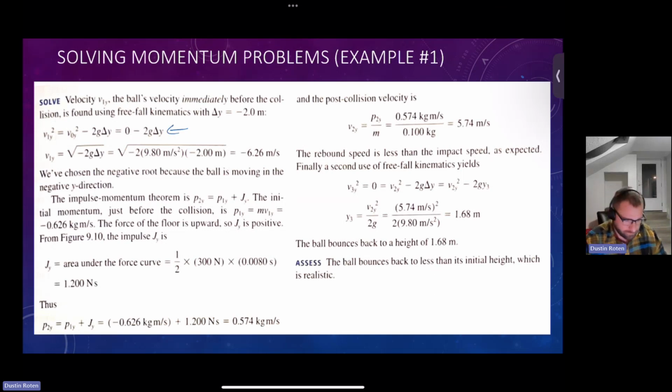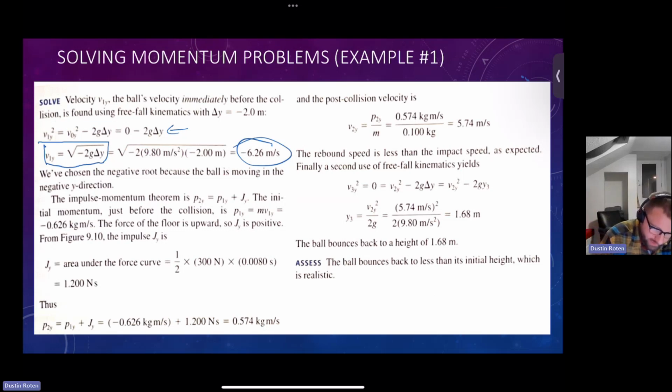We can simplify our kinematic equation, which I'm sure you guys remember. So from that initial drop height, we don't have time, but we can still calculate its final velocity, which turns out when it hits the floor, we're at negative 6.26 meters per second.